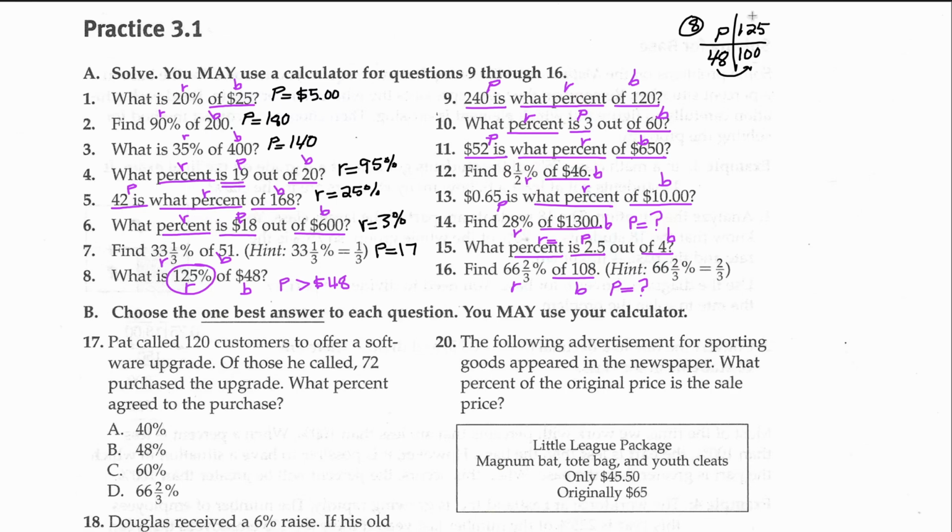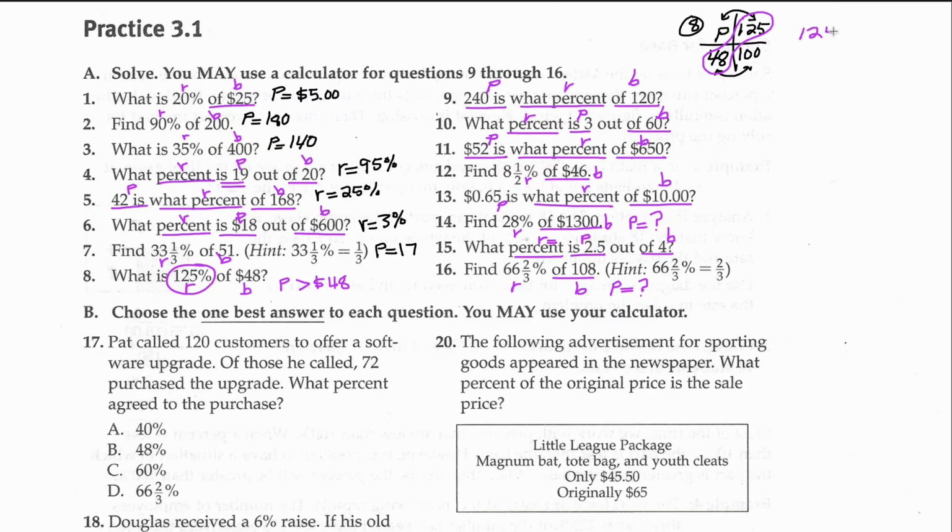When it's 125%, so the P has to be greater than $48, because when it's 100%, it's only 48. See that? And then when it's 125%, so P better be more than 48. So let's solve that out. In this case, we need to multiply 125 by 48, then divide by 100. So let's work that out here.